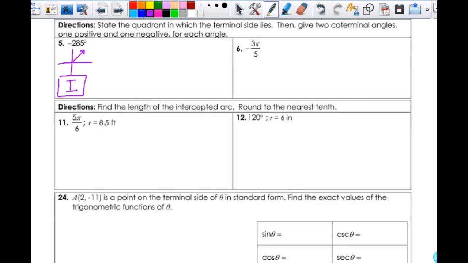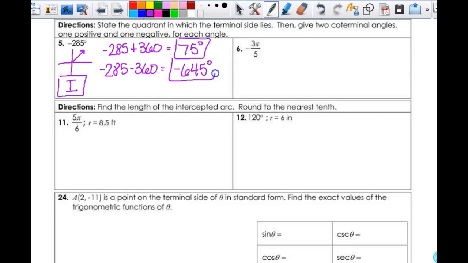So to find my coterminal angles, I would either add or subtract multiples of 360. So I can take this negative 285 and I will add 360. That gets me 75 degrees. So there's my positive one. And then negative 285 minus 360 would get me negative 645. And there's my negative coterminal angle. And there are an infinite number of answers. Those are the easiest ones to get to.